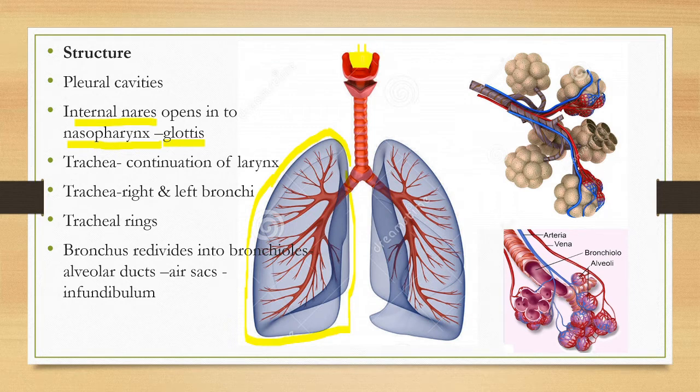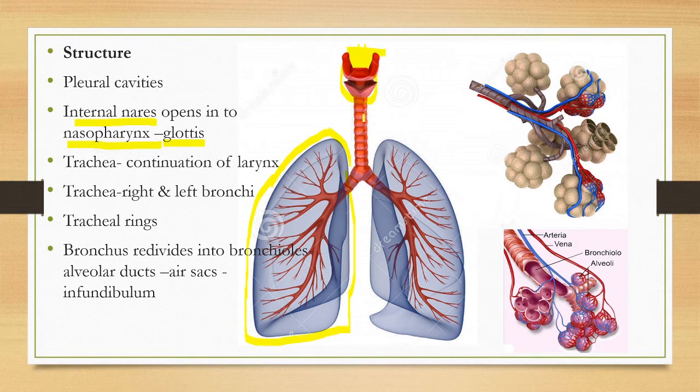Through this opening, the glottis, the air enters into the larynx. Larynx is the sound box. So this is the glottis, and this is the larynx, which is protected by the epiglottis, and the larynx is the sound box. Now the larynx continues as trachea. So this is a larynx and this is a trachea.